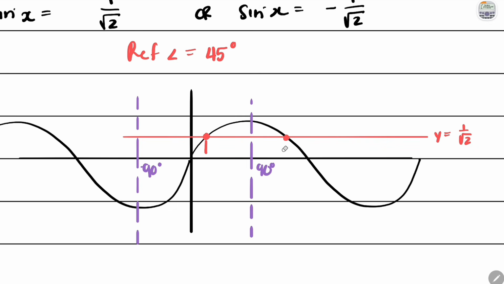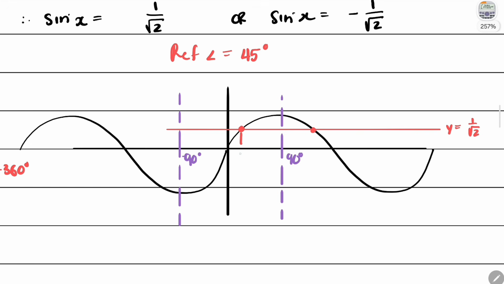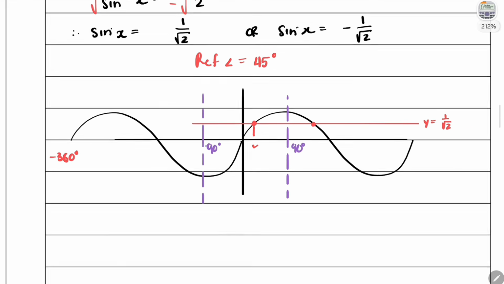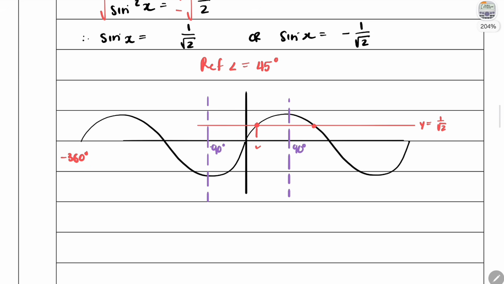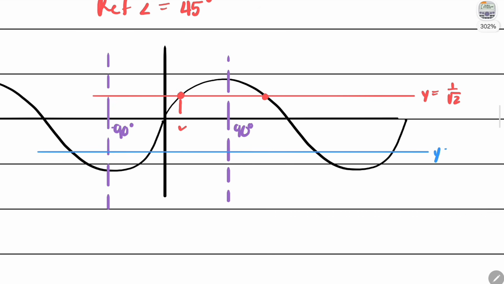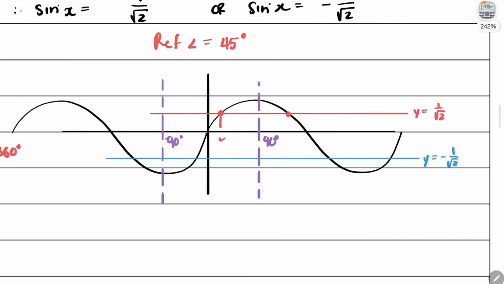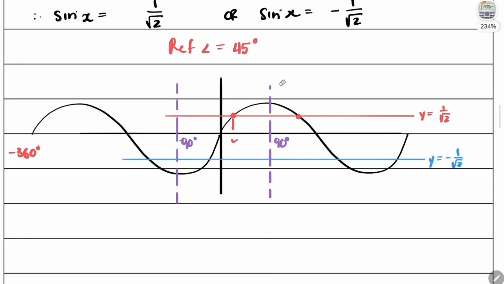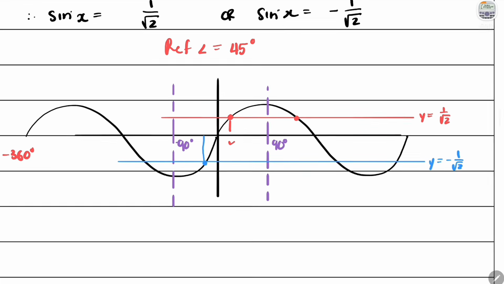But we don't want this one because it's out of bounds. It goes beyond our restriction. So we want this one. And then the other one we're trying to find is where y equals negative 1 over root 2. Okay, notice that the absolute value of these are still exactly the same. So y equals negative 1 over root 2. So where does this appear within the bounds that we have? It's just here, okay? So how do we find these values?